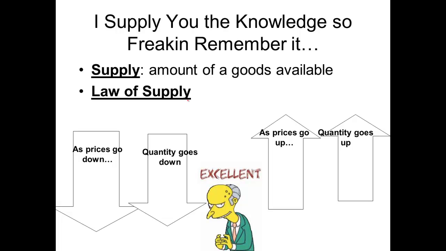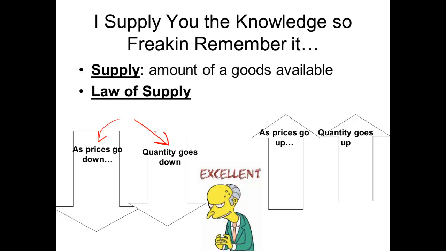So anyways, the law of supply is not very difficult to really understand. Basically, the law of supply states that as prices go down, the quantity supplied goes down. So for instance, if the price for a gallon of gasoline goes to 2 cents a gallon, do you think the oil companies will continue to produce it? No, they will not. They will basically stop producing.